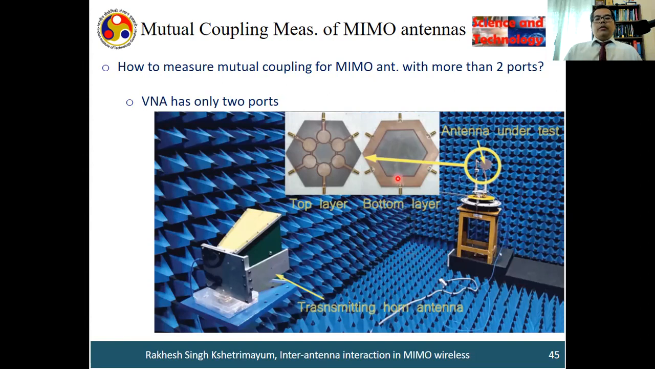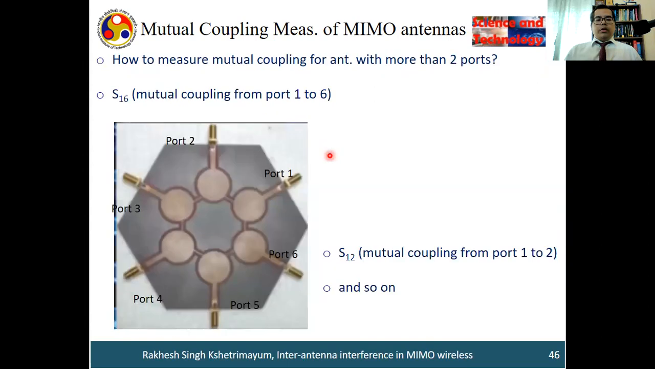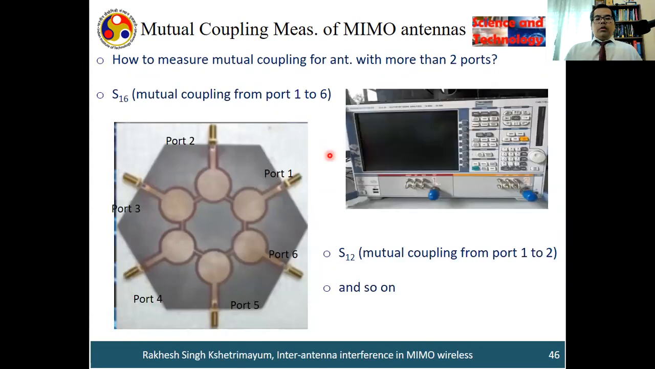So we want to measure the mutual coupling for this MIMO antenna, and it has 6 ports: port 1, 2, 3, 4, 5, 6. It also has 6 elements. But remember, our network analyzer has only 2 ports. How do I measure the mutual coupling in such a situation? The network analyzer has only 2 ports, and this antenna has 6 ports. I want to measure the mutual coupling between port 1 and port 6.